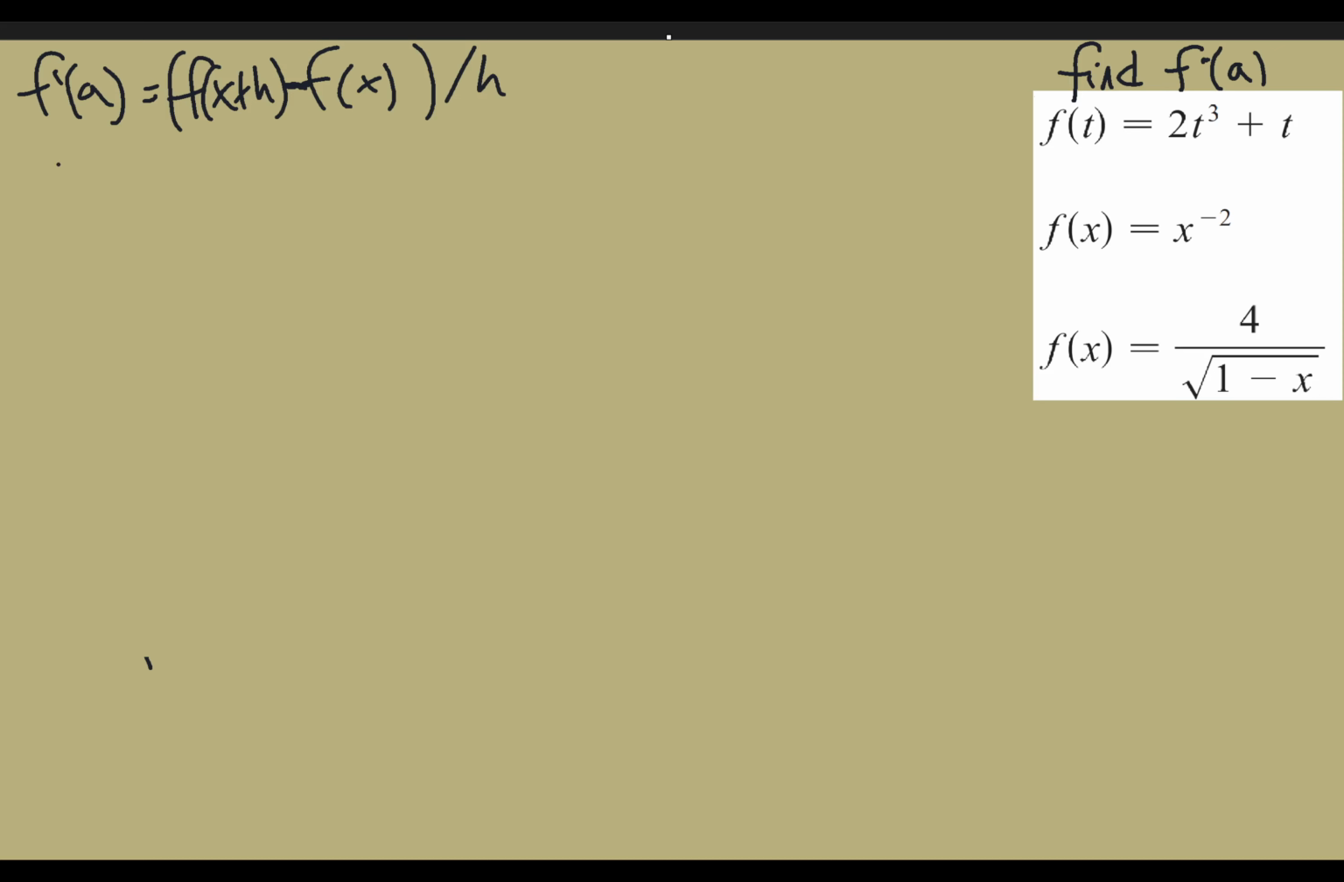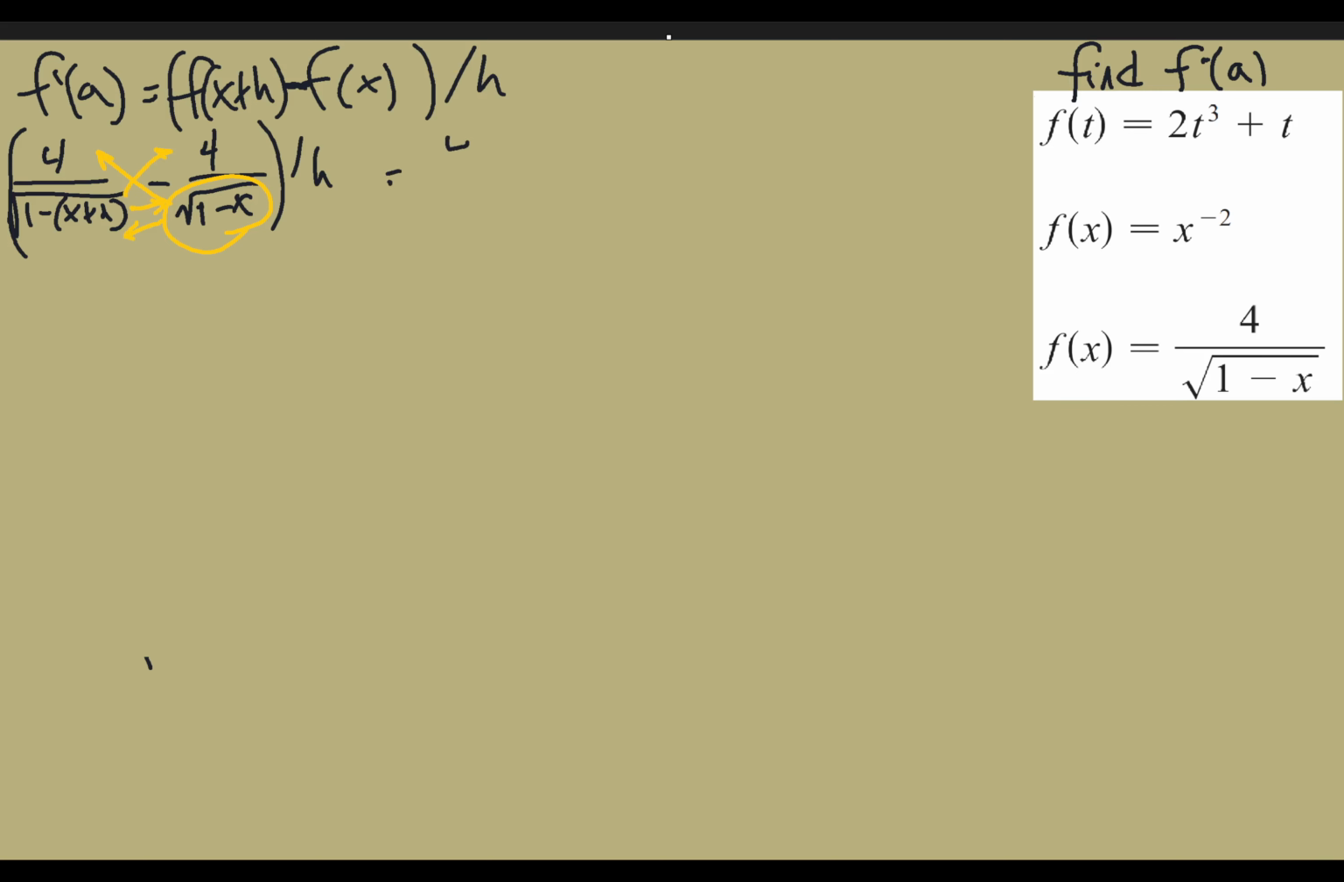But I'm going to write it as, in fact, we don't even need the f function. Let's just write it out. F prime of a is going to be 4 over the square root of 1 minus x plus h, minus 4 over the square root of 1 minus x, all divided by h, like that. And we're going to need to use a common denominator, so let's take this here and put it on top and bottom, and vice versa for this guy.